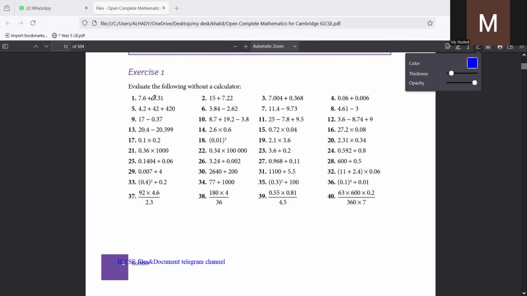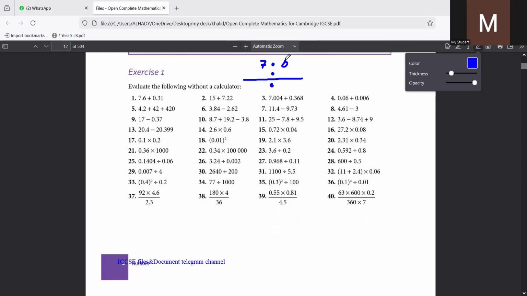Looking at number 1, both of them have a decimal point. So step number 1, put a decimal point in a column for the two numbers, one for the first number and one for the second. Then put your line, and put the decimal point of your answer in the same column too. Then write your numbers. Here this is 7.6, so 7 is on this side and 6 after the decimal point as it is.